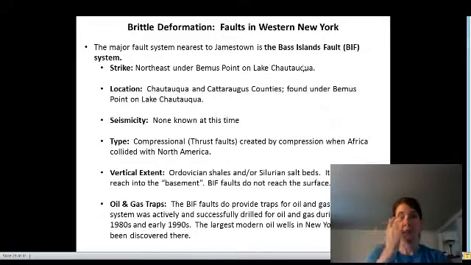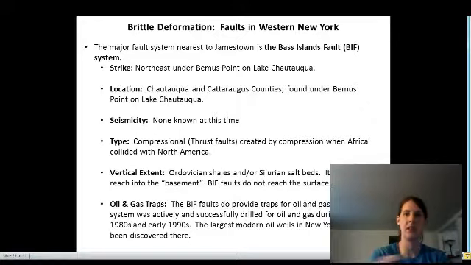The Bass Island faults strike northeast under Bemis Point on Lake Chautauqua. There's no known seismicity. Like I said, it's dormant at this time. These are thrust faults. These are compressional, caused when Africa collided with North America, to give you an idea of how old these are. And they only extend through the Ordovician shale and Silurian salt beds. It doesn't reach all the way to the basement, and it also doesn't reach all the way to the surface.